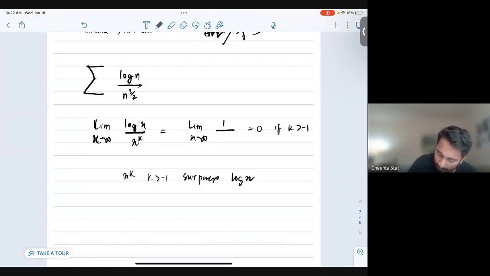So it's k times x to the power k minus 1, and so it will be k. Yeah, so if k is greater than 0, right. Got it? Does it make sense? I didn't differentiate the below, that's why it was a wrong statement. For any k greater than 0, x to the power k surpasses log x. Right?